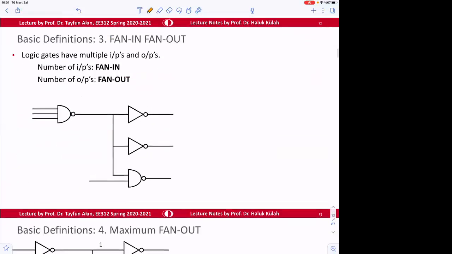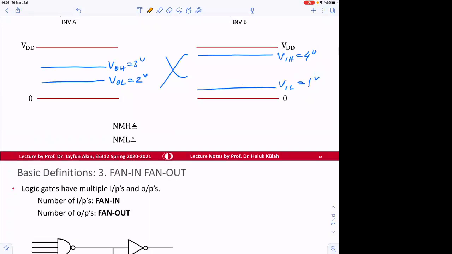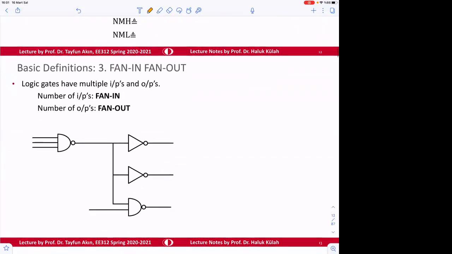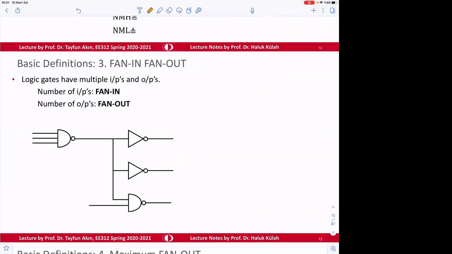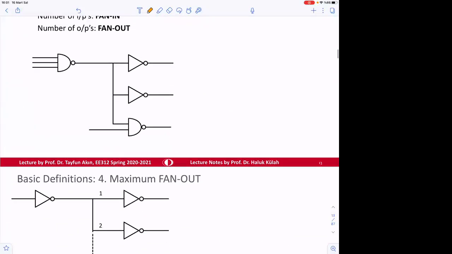So we'll be seeing some circuits and then check this condition and calculate noise margin high and low soon. So these are just the definitions right now. Another critical thing here is what the fan in and fan out definitions are.